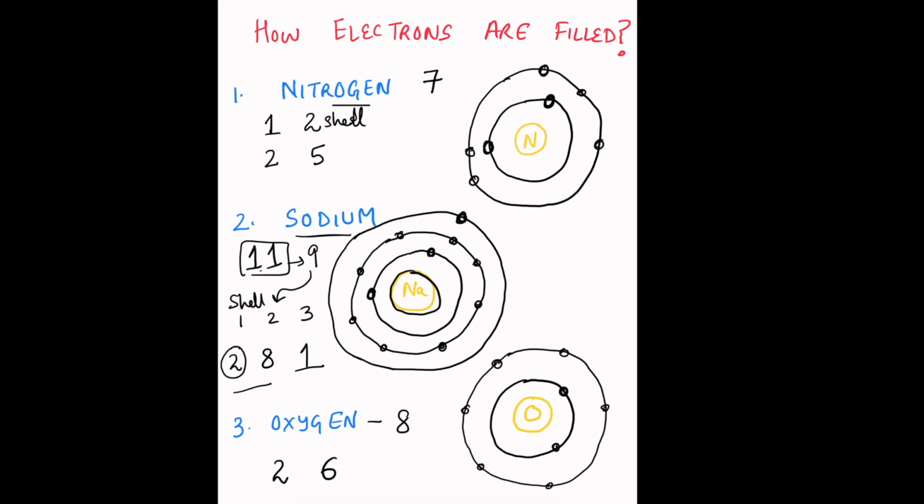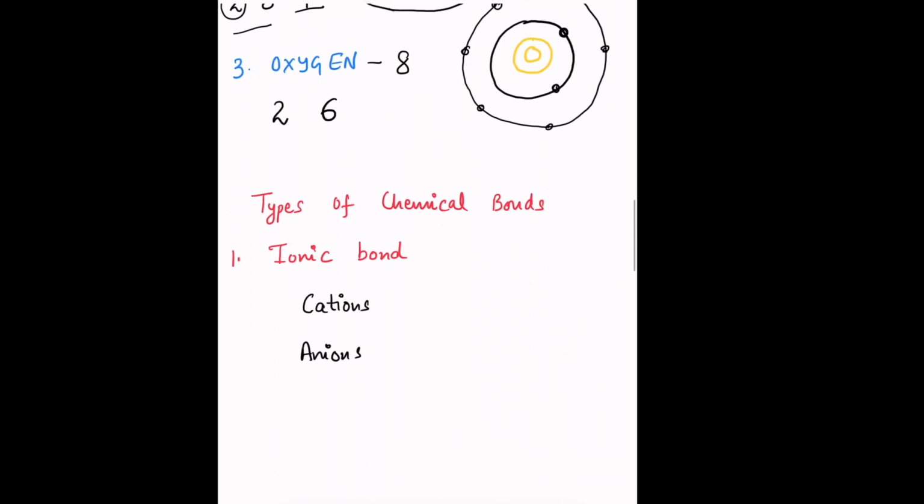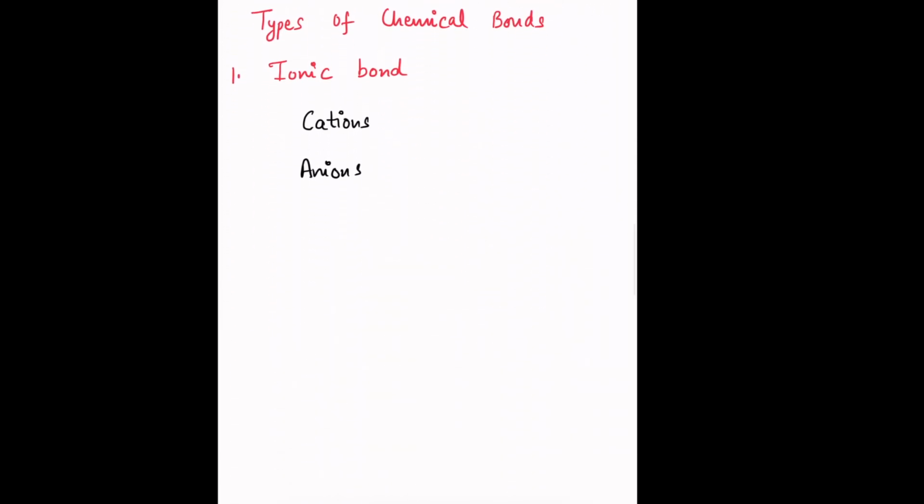Now let us understand how bonding is taking place. There are 2 types of chemical bonds. The first one is the ionic bond. As the name suggests, ionic bonds involve ions. There are 2 kinds of ions, cation and anion. A cation is formed by losing electrons and anions are formed by gaining electrons.